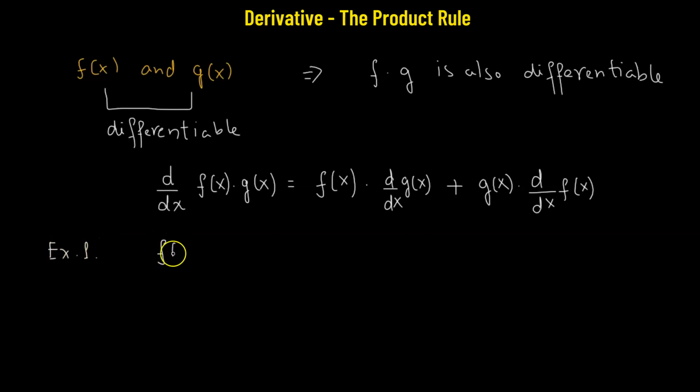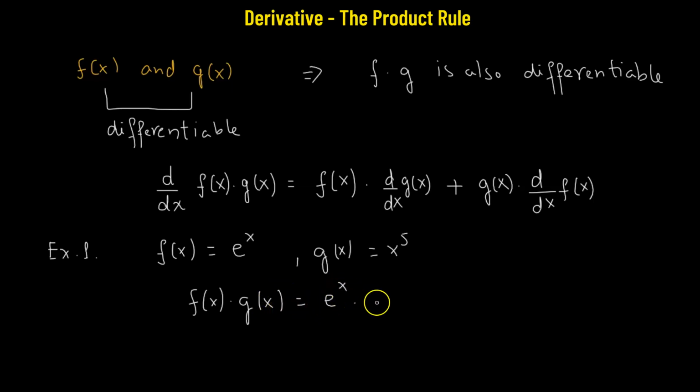Let's say we have a function f of x given by e raised to the power of x. So this is the exponential function. And we have another function g of x which is given by x raised to the power of 5. Then f of x times g of x, the product of the two functions, will be simply e raised to the power of x times x raised to the power of 5. So now what we have to do? We have to find the derivative of this product with respect to x.